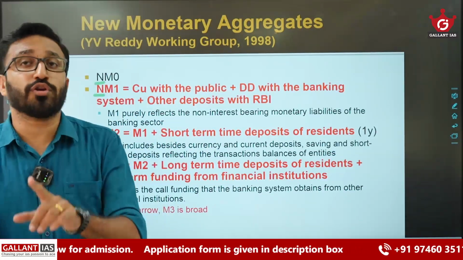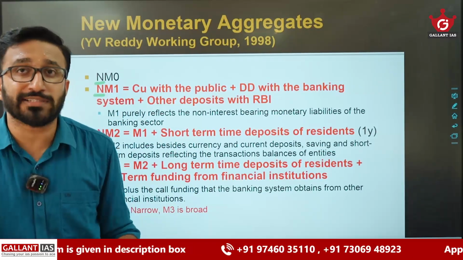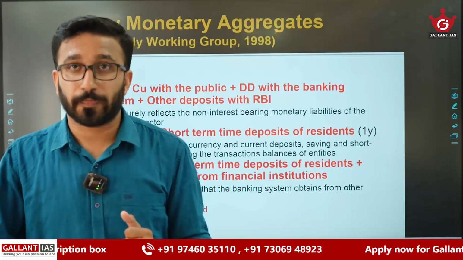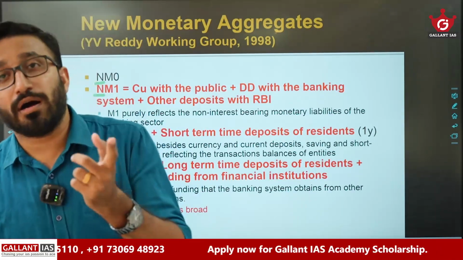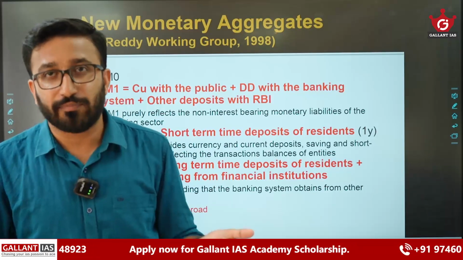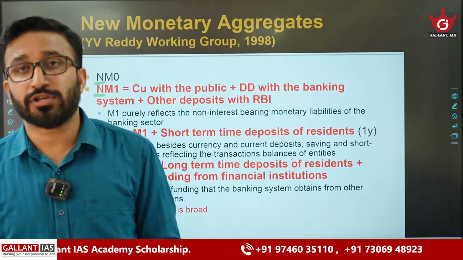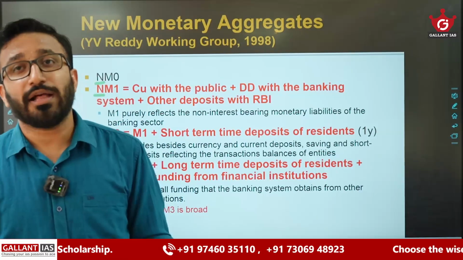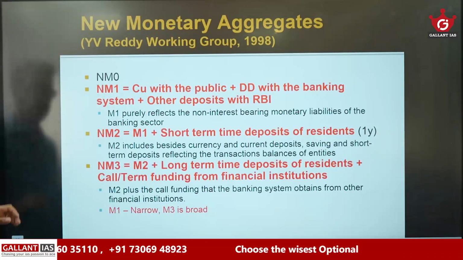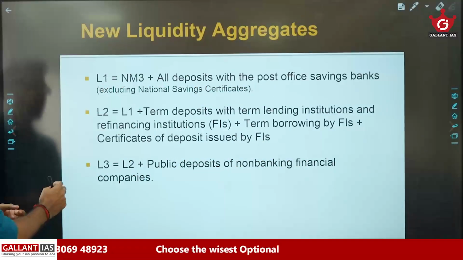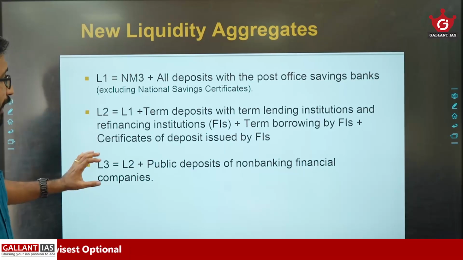When it comes to the new monetary aggregates, the working group has specially and separately mentioned the liquidity aggregates also. In the old monetary aggregates, there was no separation between money supply and liquidity. But in the new system, after the recommendation of the YV Reddy working group in 1998, they have separated the monetary aggregates and liquidity aggregates. The new liquidity aggregates are termed L1, L2 and L3.